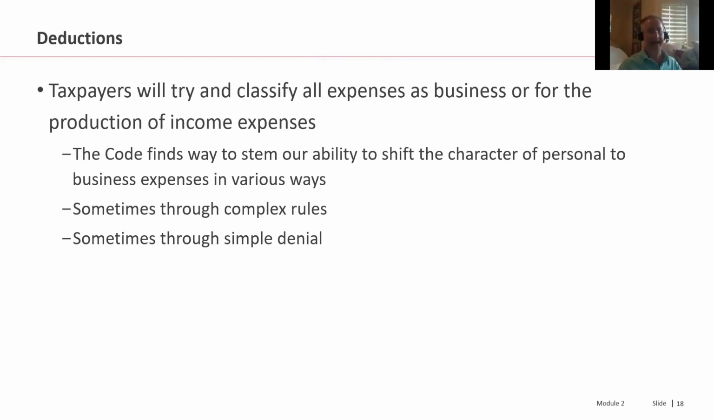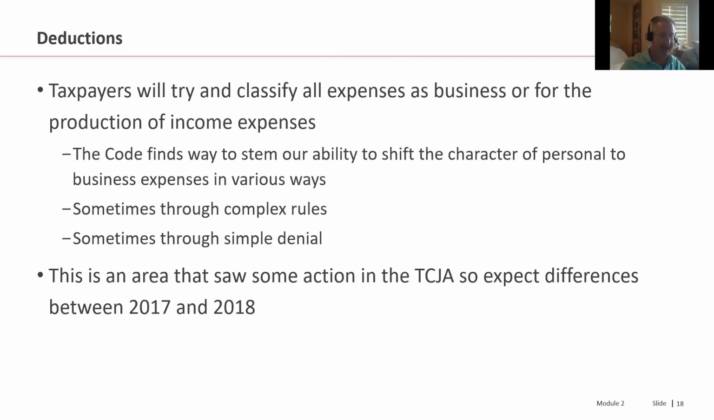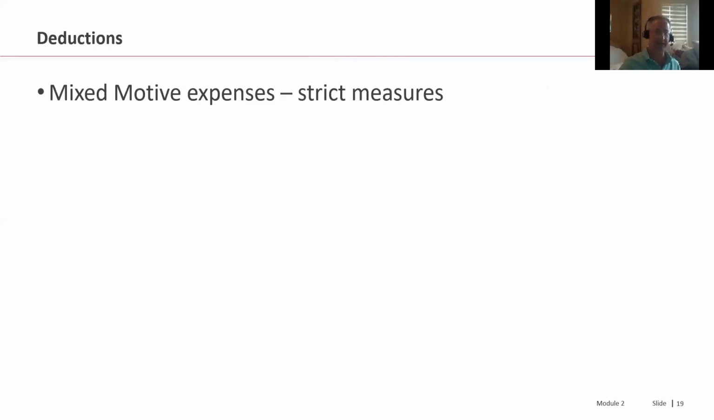All right, so the tax code is going to try to find various ways to stem taxpayers from shifting the character from personal to business expenses. Sometimes it's through complex rules. Sometimes it's just through a flat-out denial. And this is an area that saw some action in the Tax Cuts and Jobs Act. So you can expect some differences between last year and this year, which means you can expect some differences between the book and what the law is today. Okay, so let's start with mixed motive expenses for which there's a strict measure put in place.